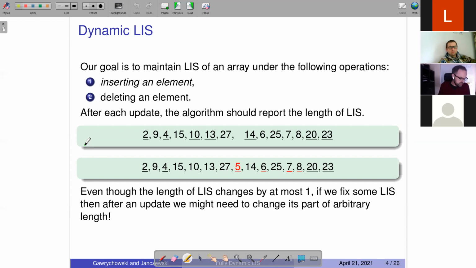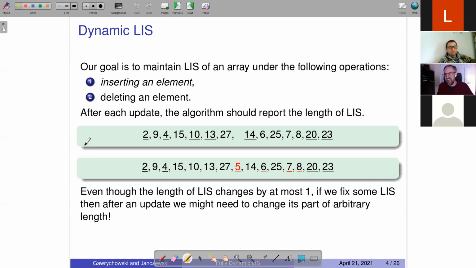Okay, and now you can observe when you try to play with this. In this example, I have shown the longest increasing subsequence. So those elements are underscored, and hopefully the longest subsequence is unique. I think it is. And now after inserting 5, you can see that because you insert just one element, the length L of the longest increasing sequence can change by at most 1, okay? Because you have just one new element.